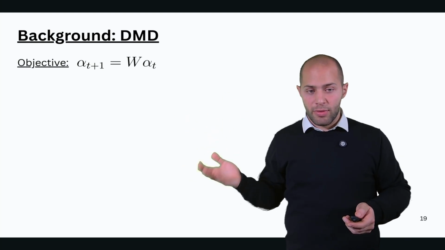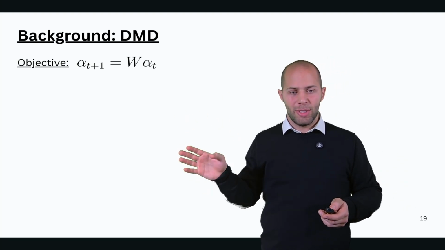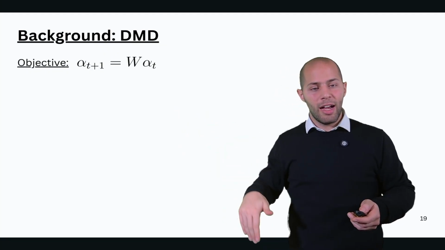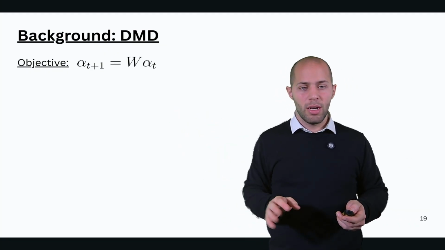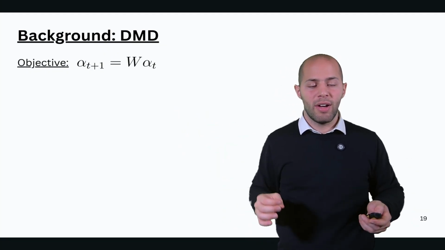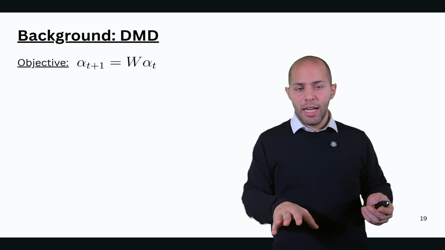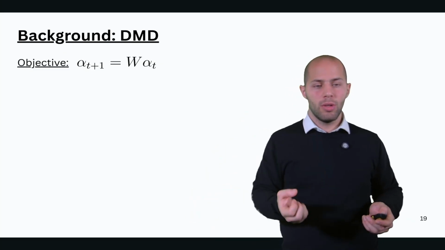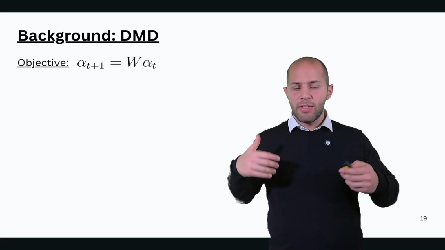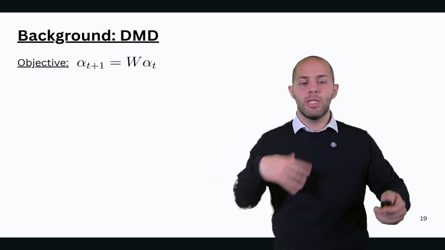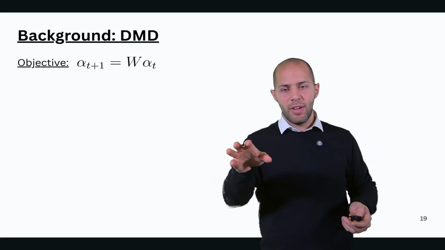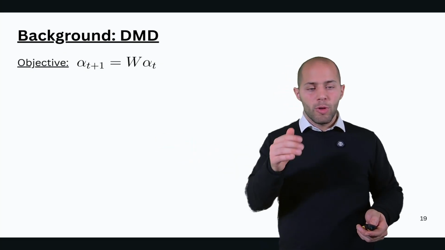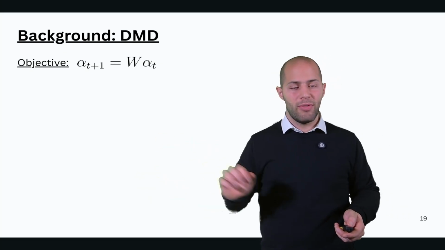The DMD works as follows. You have a certain alpha at a certain time, alpha t, and then you have alpha at the next time, which is alpha t plus 1. The DMD assumes that we can find an operator w such that we approximate alpha t plus 1 as w times alpha t. So you have a w, and advancing the system in time is very simple. You just multiply by w. If you multiply alpha t by w, you get alpha t plus 1. You multiply alpha t plus 1 by w, you get alpha t plus 2.